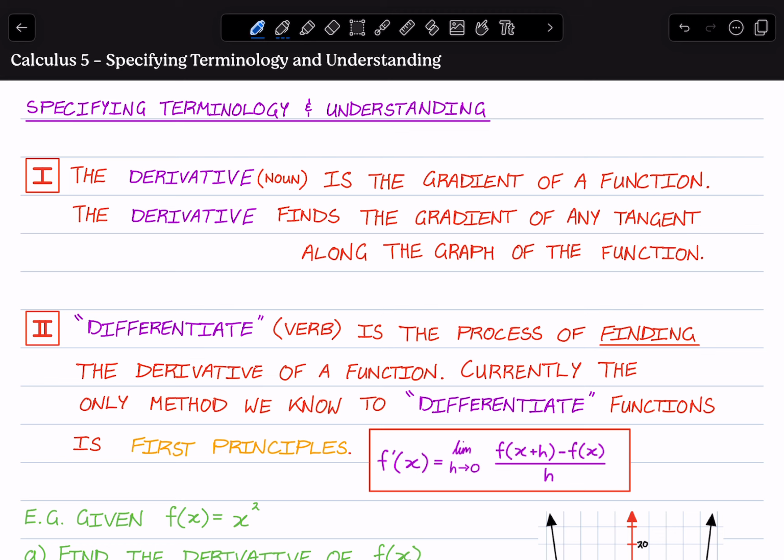Hello class, this is a video tutorial on specifying the terminology and understanding of calculus. The first key thing you need to know in terminology is what is the derivative. The word derivative is a noun and it is the gradient of a function. What the derivative does is it finds the gradient of any tangent along the graph of the function.